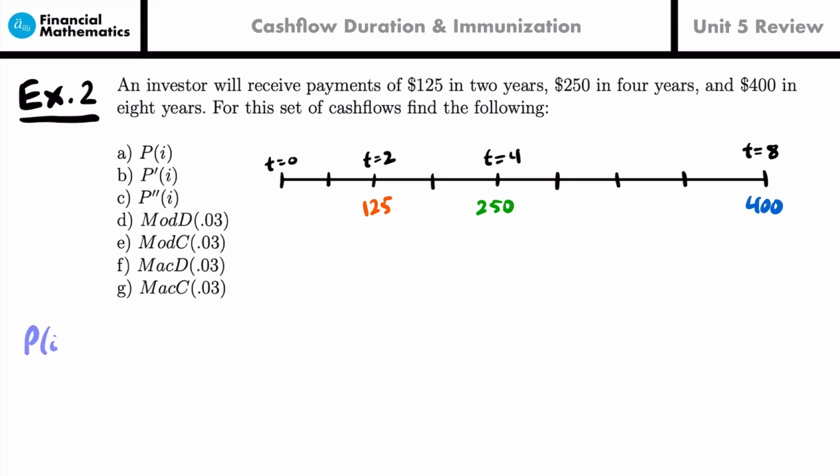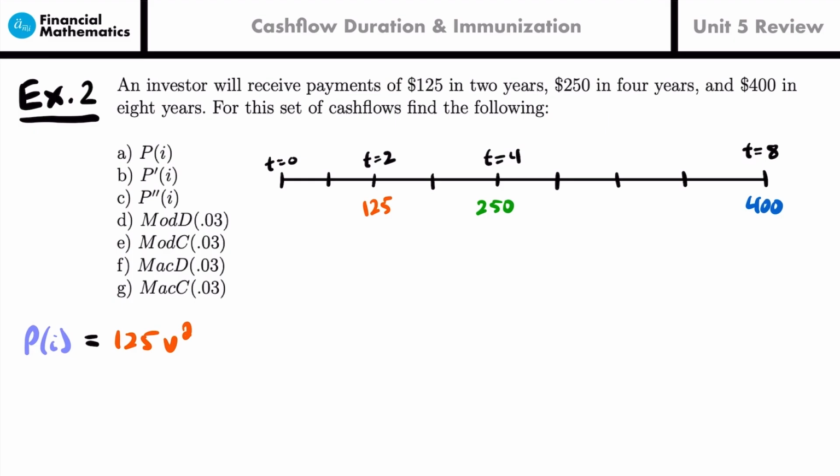We'll have P of I is equal to our first cash flow valued at time 0. We need to bring it back 1, 2 periods. So usually we would write that like this. We would have 125 times v squared. But for a present value function or a price function, what you want to do is write out present value factors explicitly in terms of the interest rate.